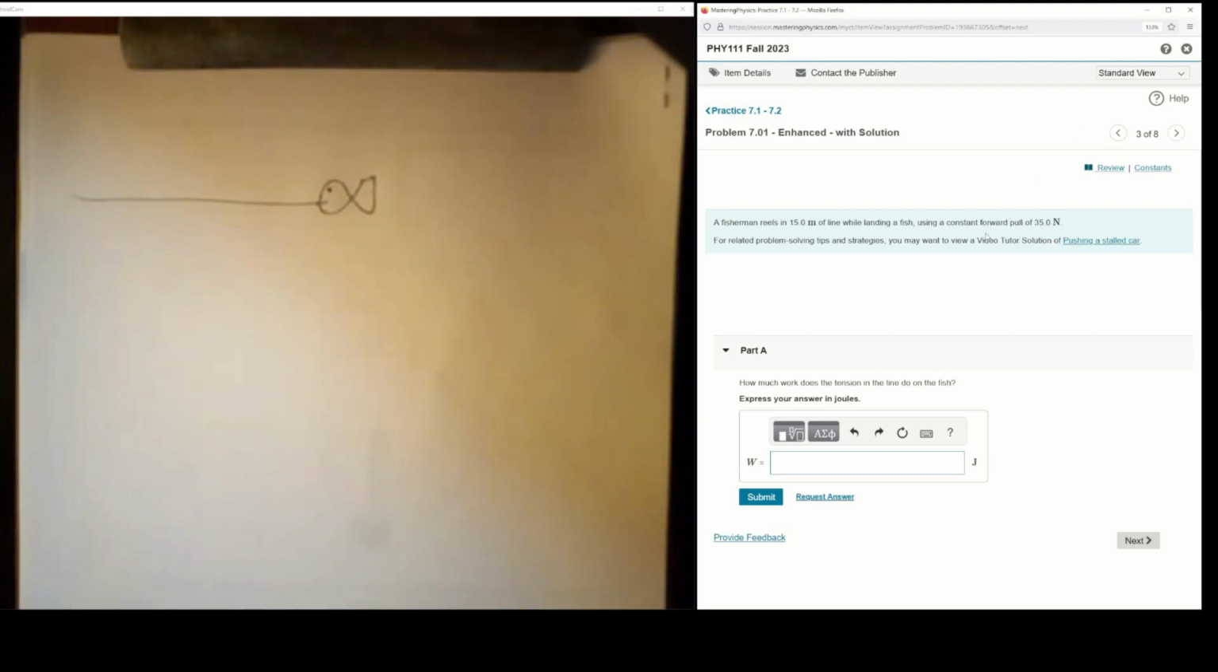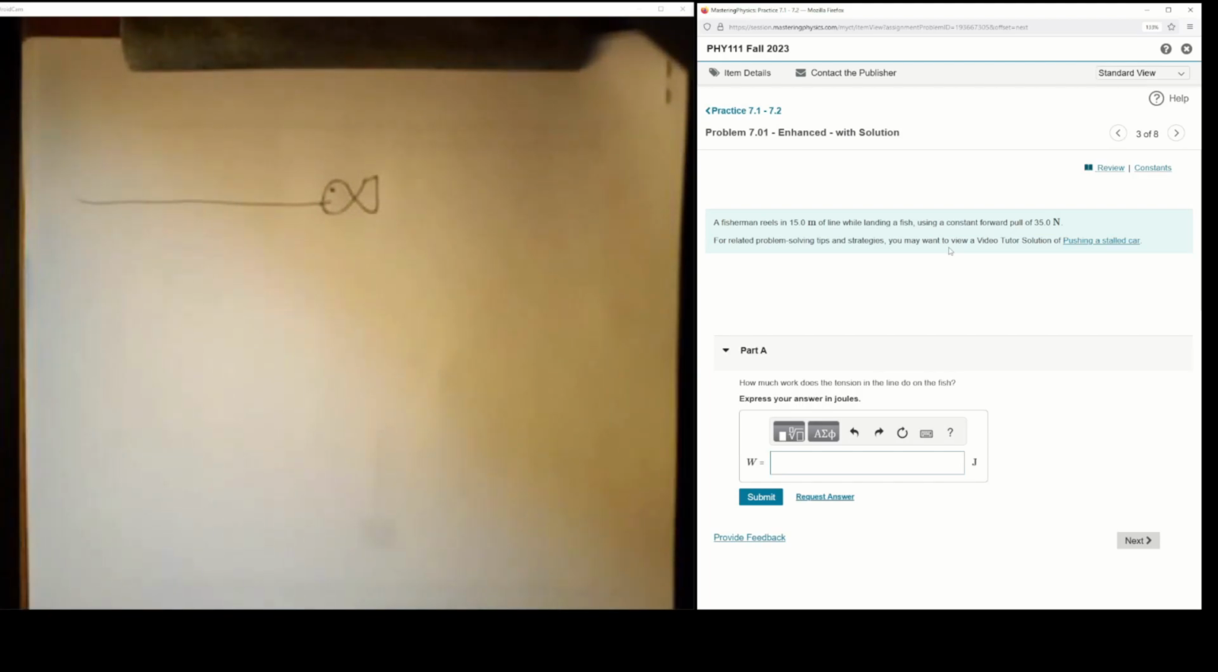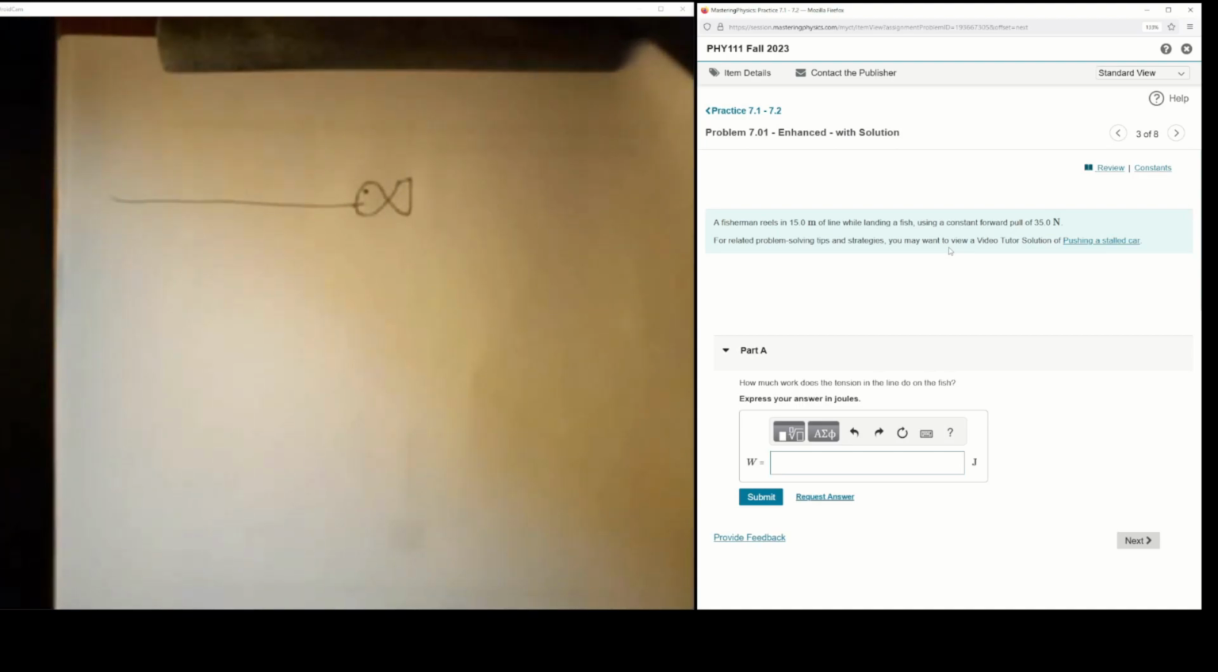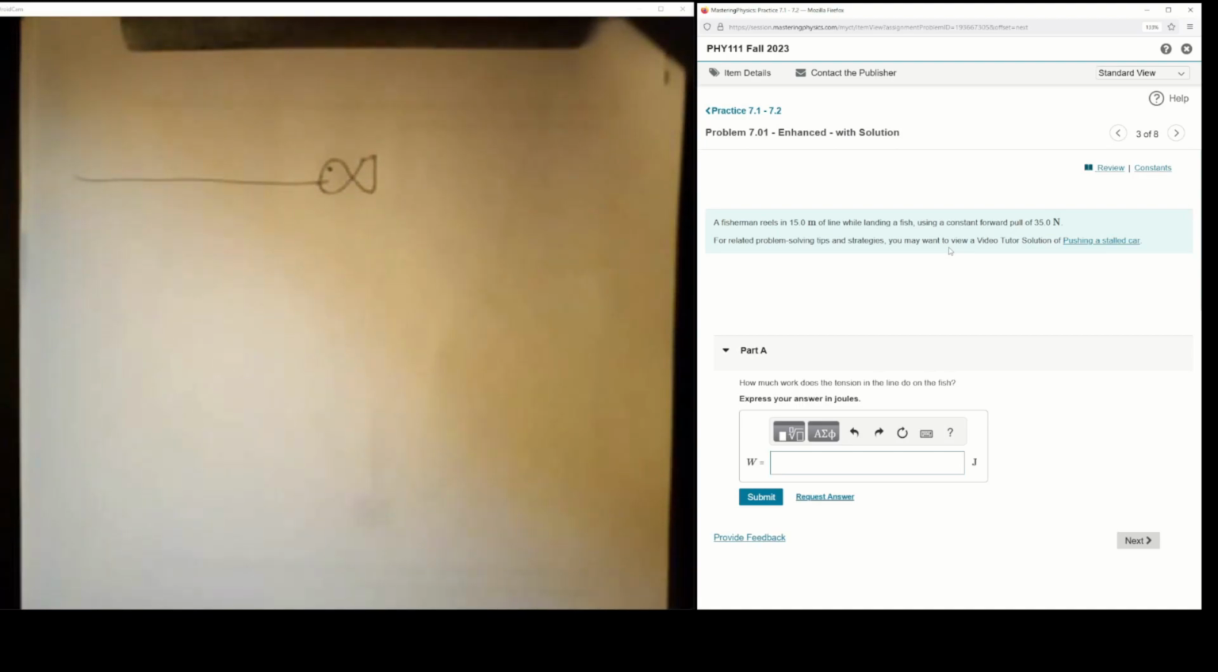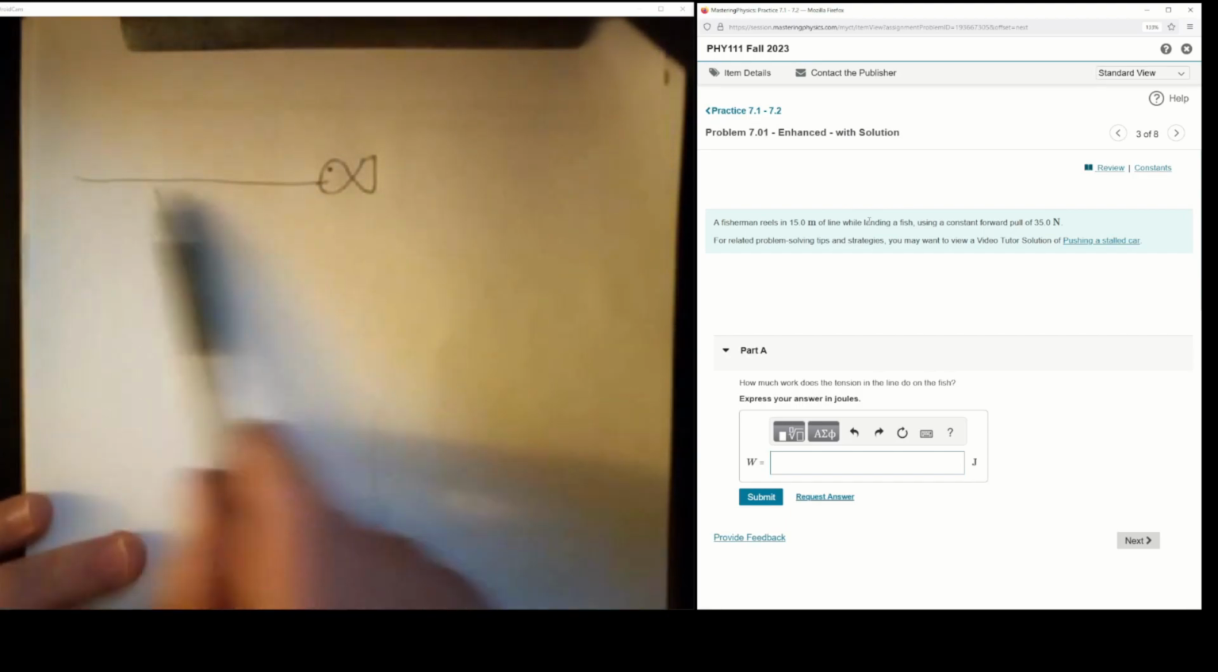Does it actually say that? It doesn't. But because there's no angle given, we have to assume this is horizontal, as there would be no way for us to figure out an angle here because there's just not enough information. And in general, that's going to be true. If there's no angle given in a problem, chances are things are horizontal.